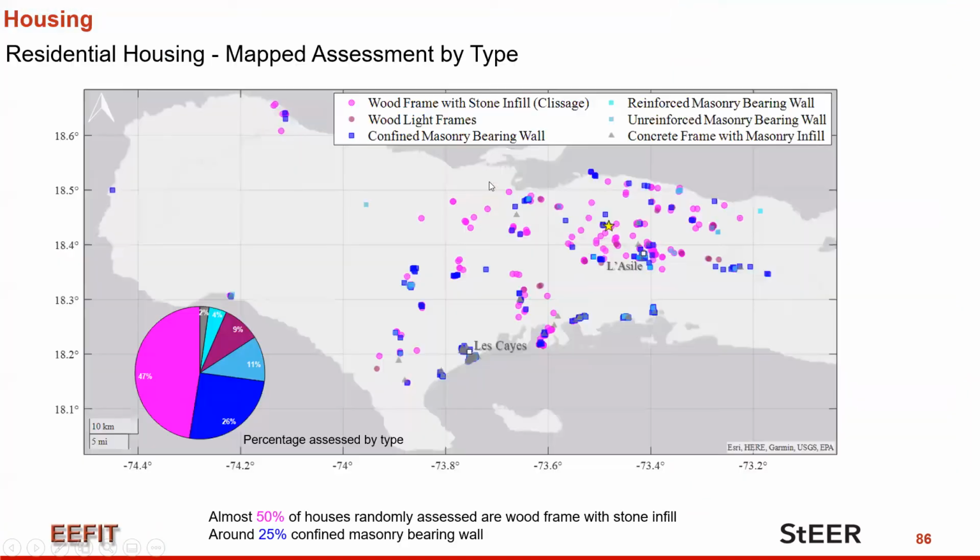Next. The map shows the locations of our damage assessments. We mainly focused on the epicentral area, Lazille and Lekai. Based on random assessments, almost half of the data set was wood frame with stone infill and a quarter confined masonry.